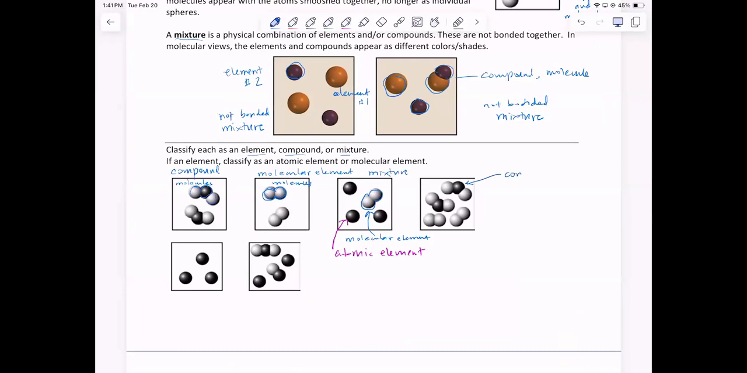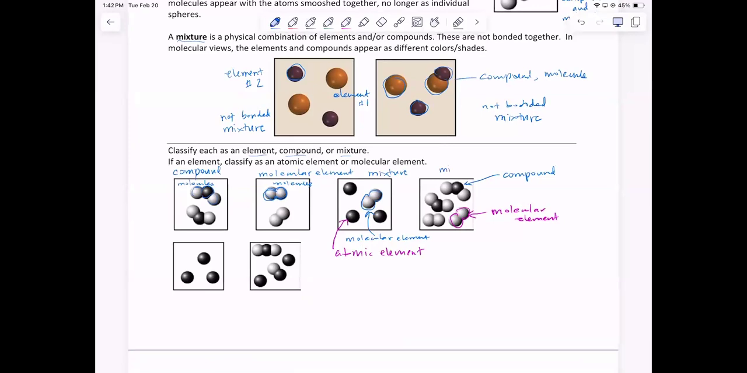This is a compound when you have two different elements, two different colors. This is a molecular element. It's one element because one color, but it's a molecule. And because all of those are not bonded together, this is also a mixture.